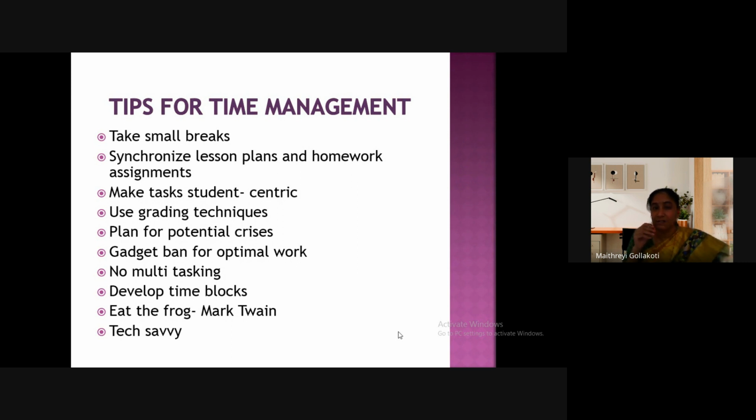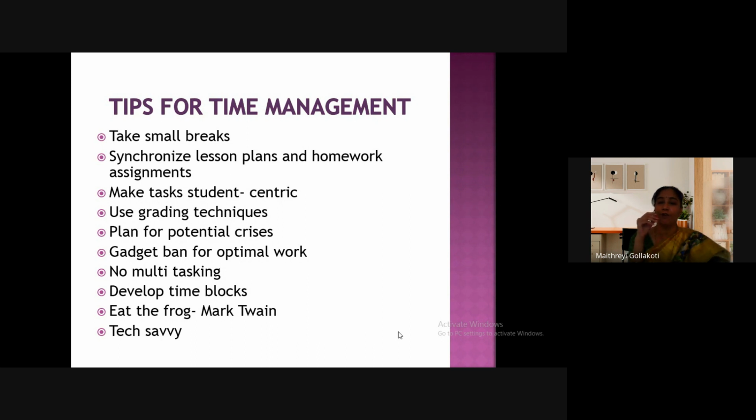So next is develop time blocks. As I told you, chunk the time. Wherever you can get a solid 1 hour or 2 hours, block it and say that I am blocking this time for my work, so I'm finishing this task within this time block. So like that you keep blocks.